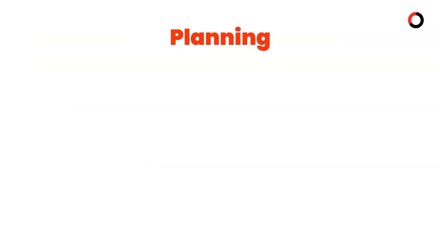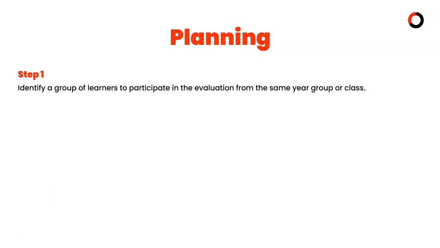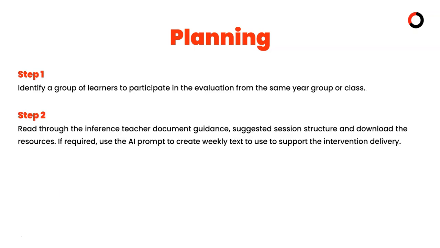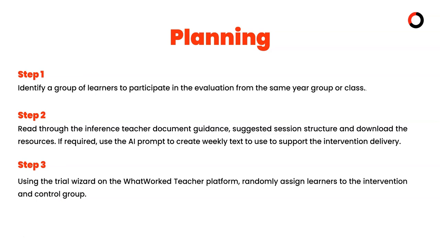So let's look at this from a planning point of view, from a step-by-step approach. Step 1, identify a group of learners to participate in the evaluation from the same year group or class. Step 2, read through the Inference Teacher document guidance, the suggested session structure, and download the resources. If required, we do include an AI prompt to help you to create some of the resources that might be needed for the reading. And step 3, using the trial wizard on the What Worked Teachers platform, randomly assign learners to the intervention and control group.